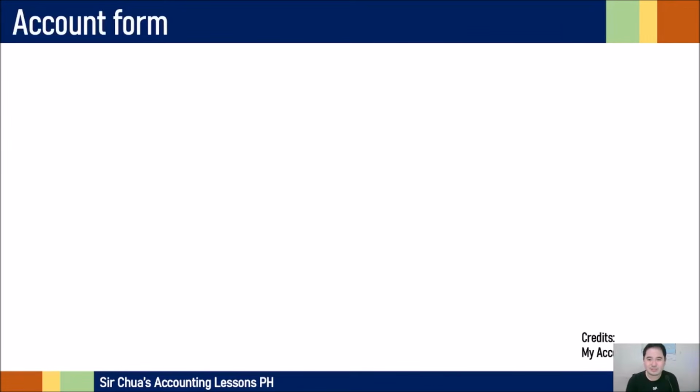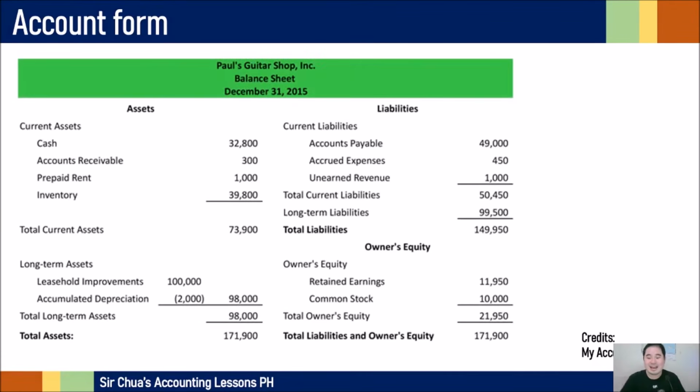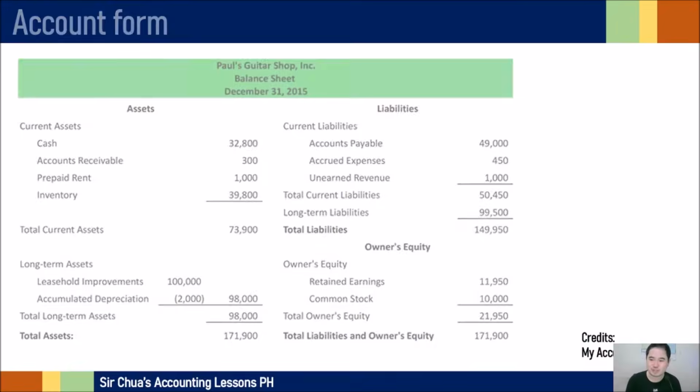Okay, so just to give you a refresher on this, an account form balance sheet or statement of financial position has the assets on the left side and liabilities and capital on the right side, which makes it look like a T account. Kaya siya tinawag na account form kasi ang assets natin may normal debit balance at ang ating liabilities and capital ay may normal credit balance. Kaya po siya tinawag na account form kasi mukha siyang account. Mukha siyang T account. Mukha siyang ledger.